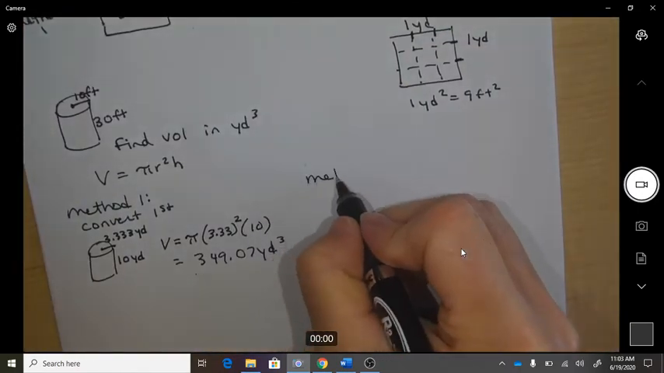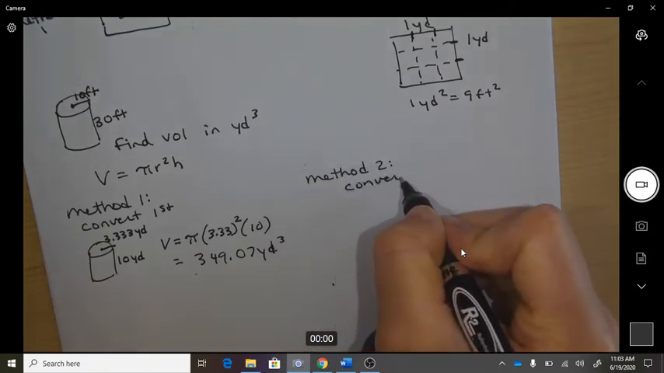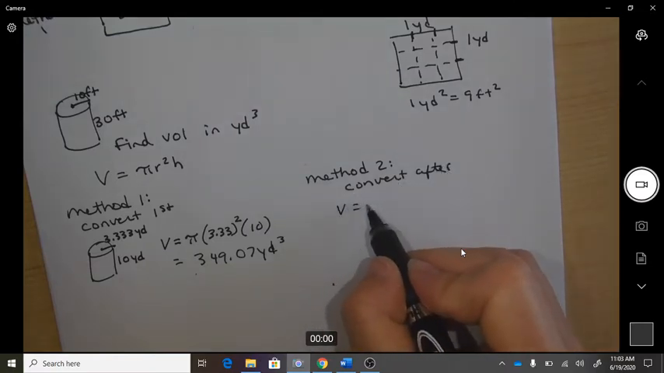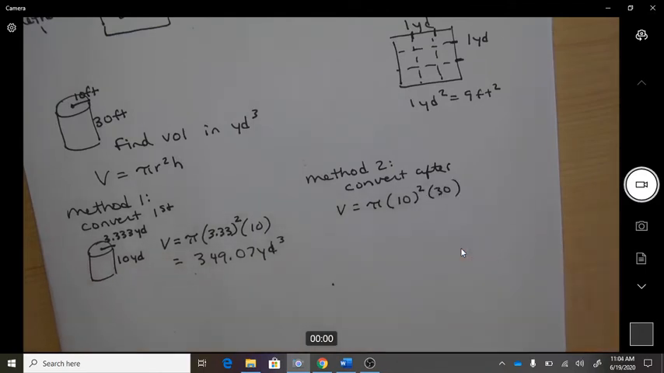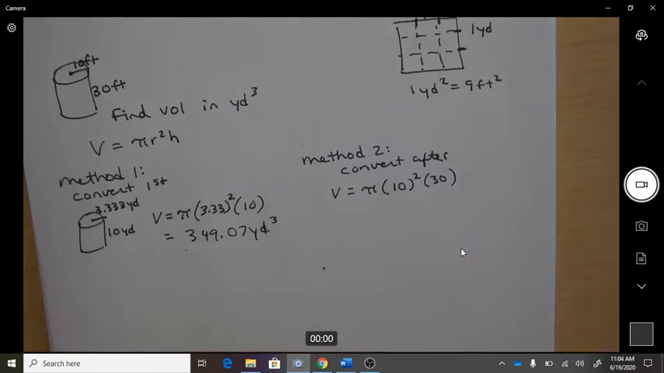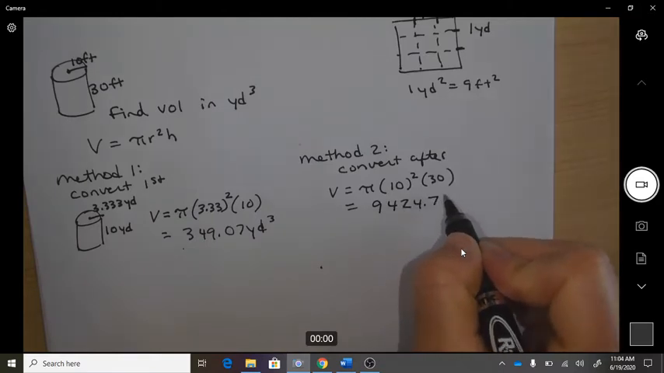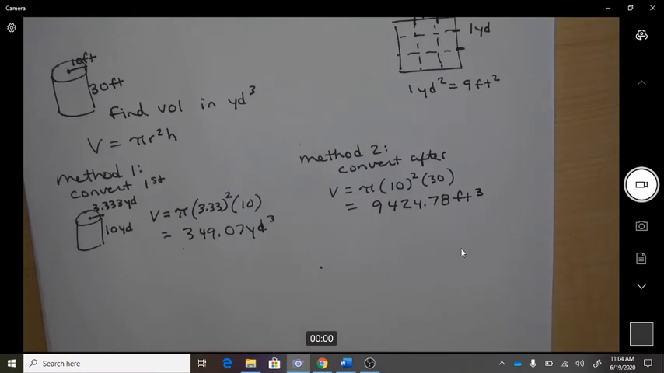So method 2, convert after. So volume equals pi r squared h. So I just put the feet in there. So pi times 10 squared times 30 is that. So that's in cubic feet.